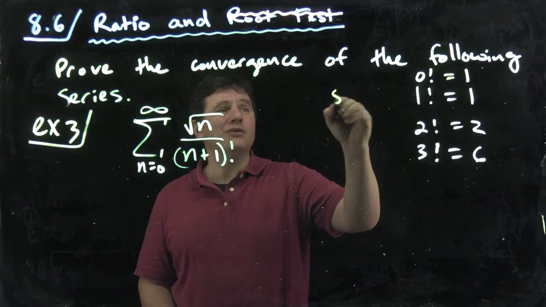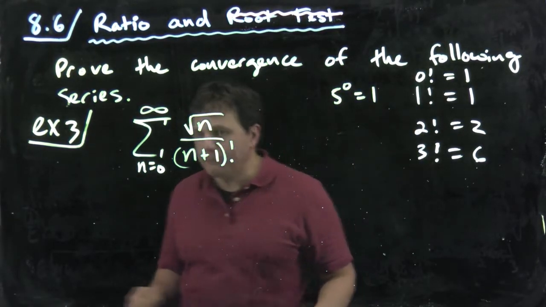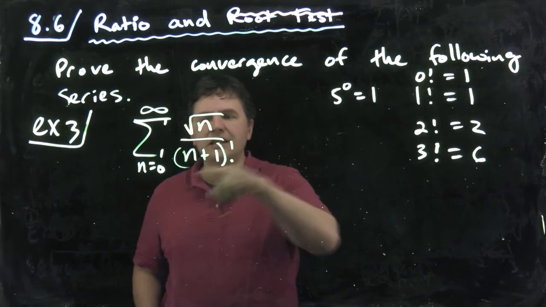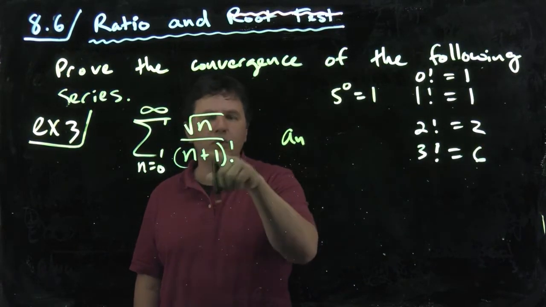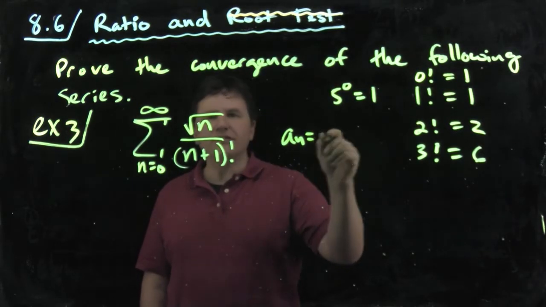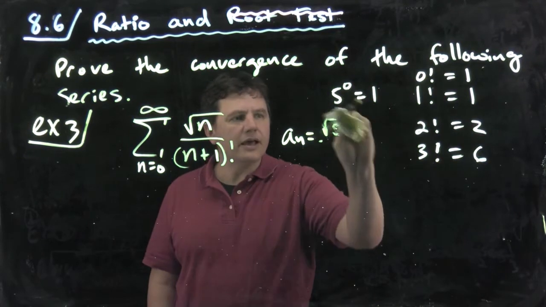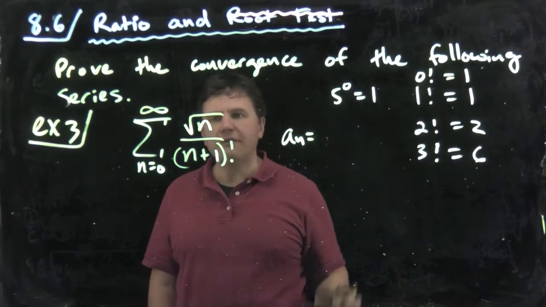Just like if I do 5 to the 0, I get 1. 0 factorial is 1. Okay, so now that I stated that, not that that's an issue here, but at some point if you see a 0 factorial, that isn't equal to 0. So a sub n is the square root of 5. Why am I doing square root of 5? Oh, maybe because there's a 5 up there.